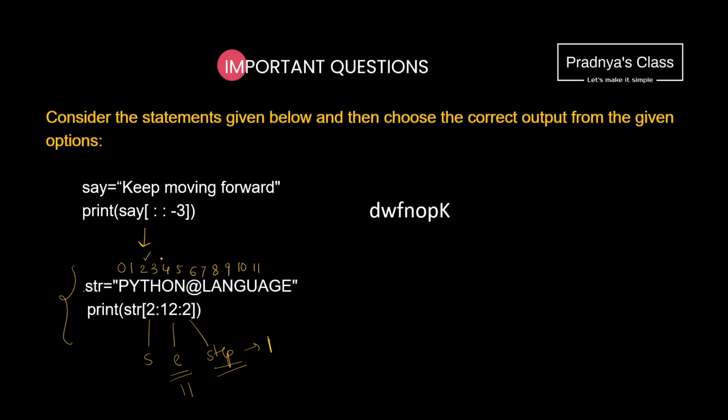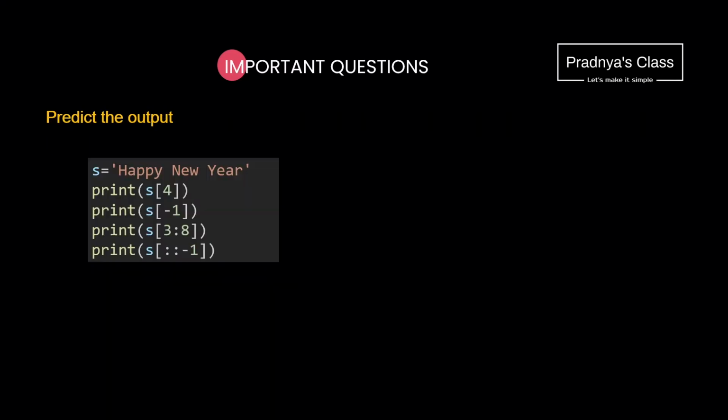T will be considered, H will be skipped, O will be considered, N will get skipped. @ will be considered, L will get skipped, A will be considered, N will get skipped, G will be considered, U will get skipped. Ultimately, we will get this output. Hope you understood slicing. Here is one more question which is based on slicing.